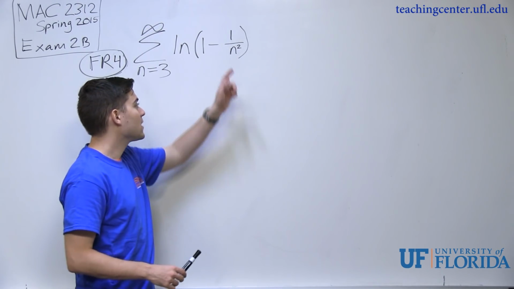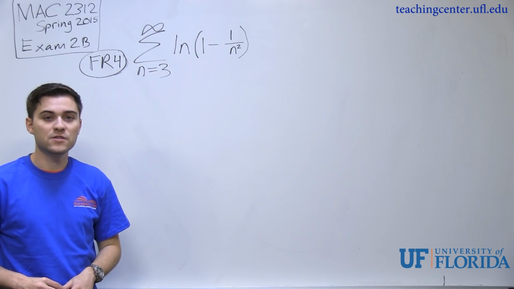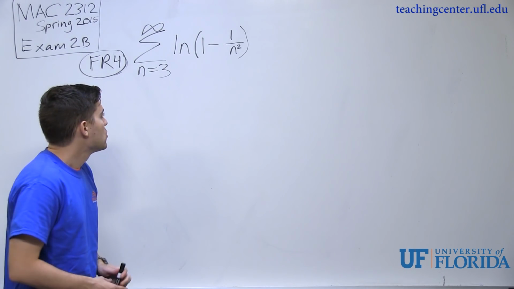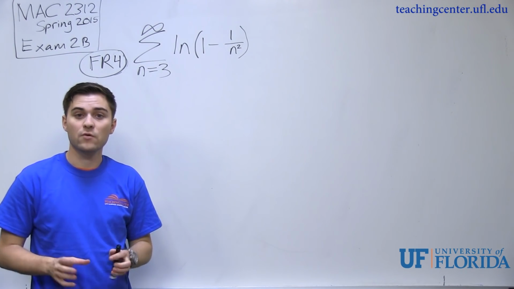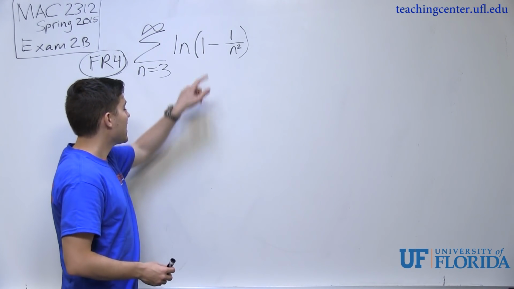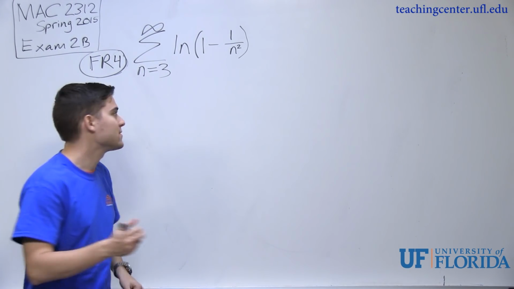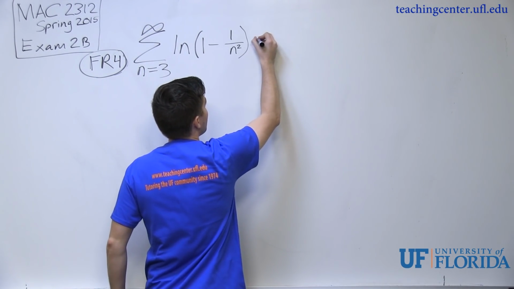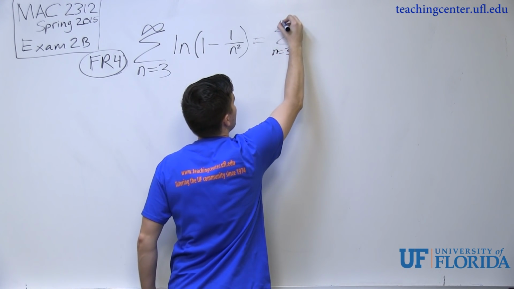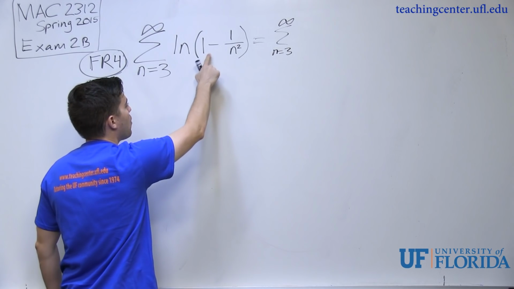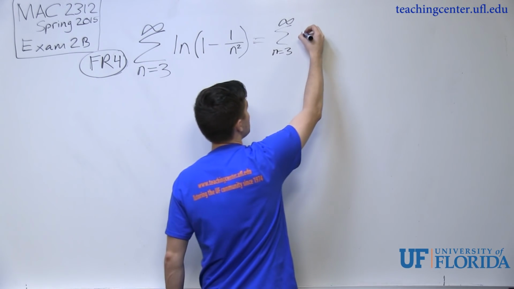Now I do not see any n powers in here, so I'm going to assume that this series is probably telescoping. So we need to figure out a way to break it down into two terms if we're going to use telescoping. Well, I have a natural log of 1 minus 1 over n squared, so let's see if we can start there and try to break it down. So I end up getting summation from n equals 3 to infinity. Now I have a 1 minus 1 over n squared. I can get this to a common denominator, so let's start there.